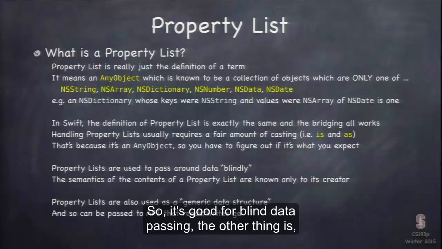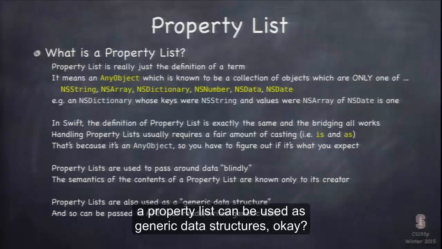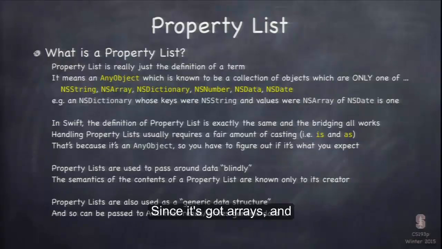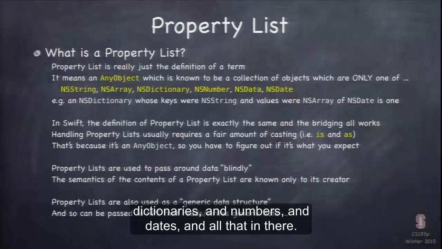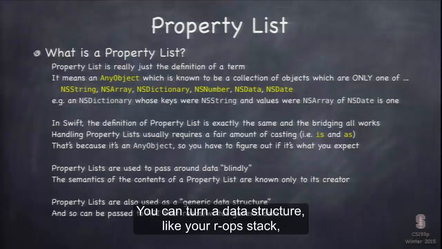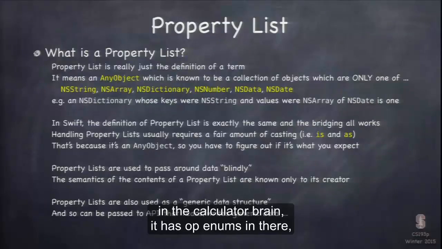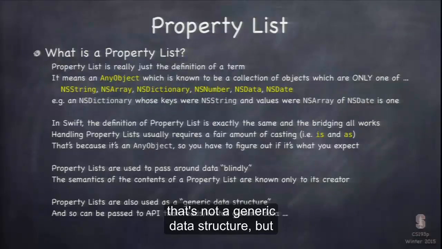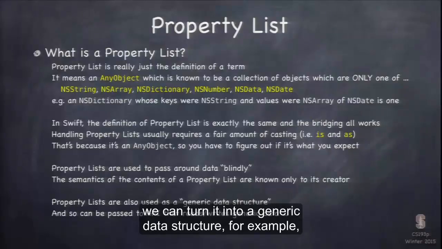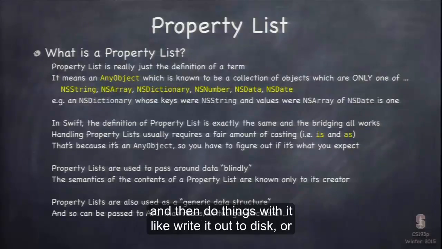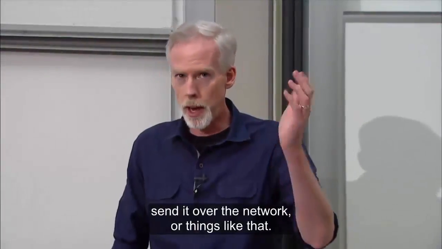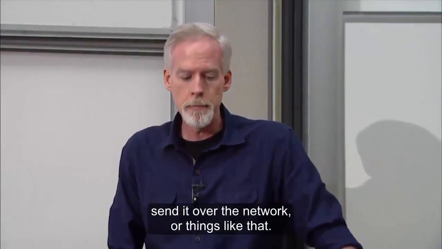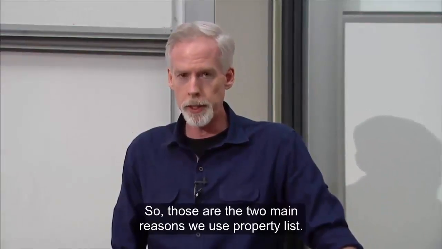The other thing is, a property list can be used as generic data structures. Since it's got arrays and dictionaries and numbers and dates and all that in there, you can turn a data structure like our op stack in the calculator brain, which has Op enums in there, that's not a generic data structure, but we could turn it into one, for example, and then do things with it like write it out to disk or send it over the network or things like that. So those are the 2 main reasons we use property list.